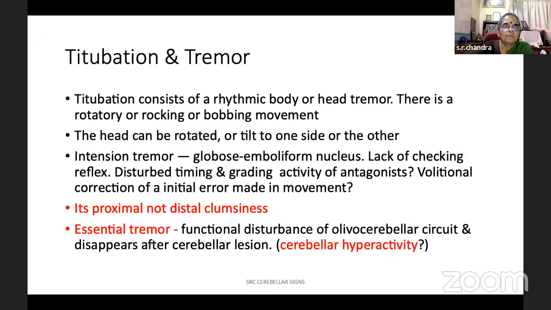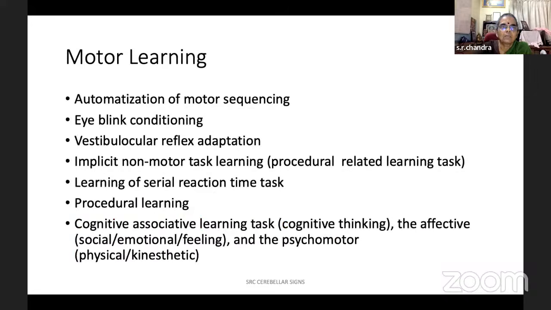Then you look for titubation and tremor, head movements. You get titubation in anterior vermis lesion, and intention tremor is the classical cerebellar tremor, it's a dysmetric tremor. And in essential tremor, it is believed that there is hypertrophic degeneration of the inferior olive. Second, cerebellar stimulation is supposed to be one treatment option for essential tremor. So is there cerebellar hyperactivity? That is a postulate for essential tremor.